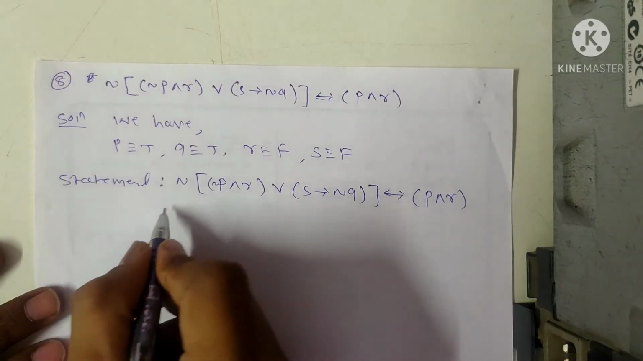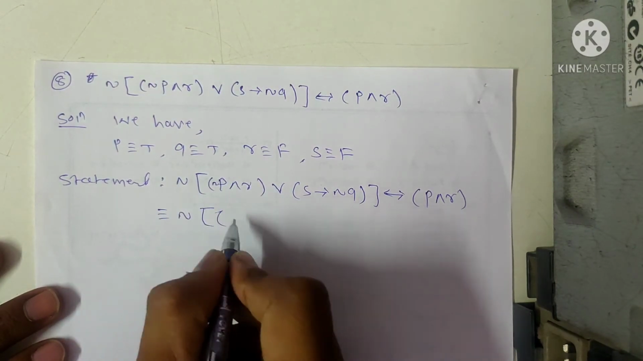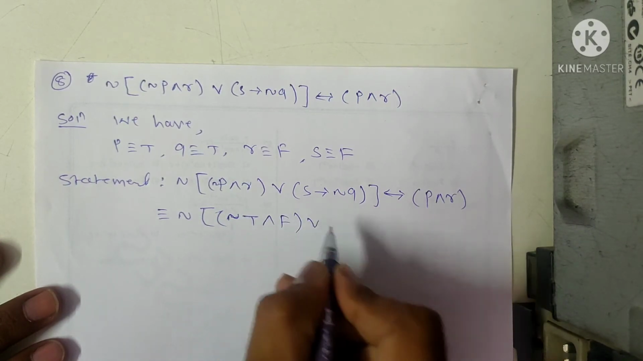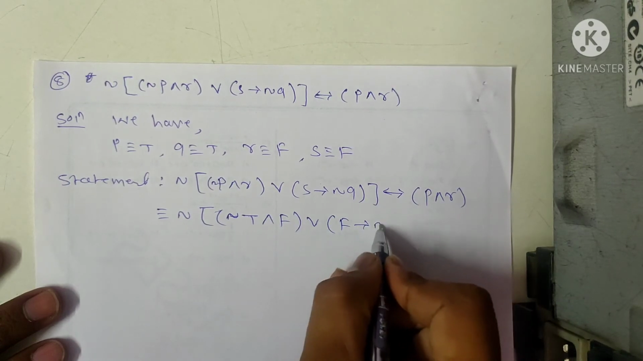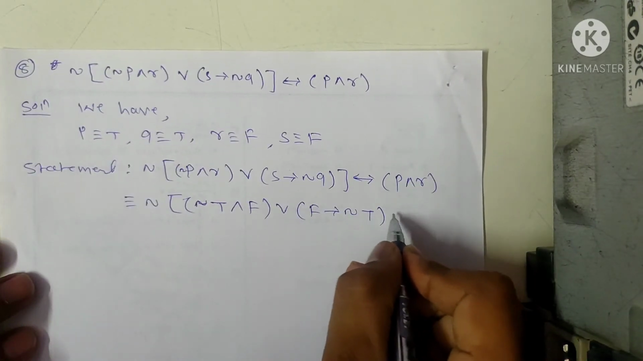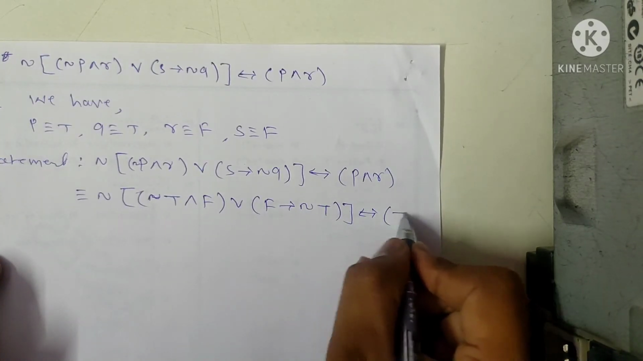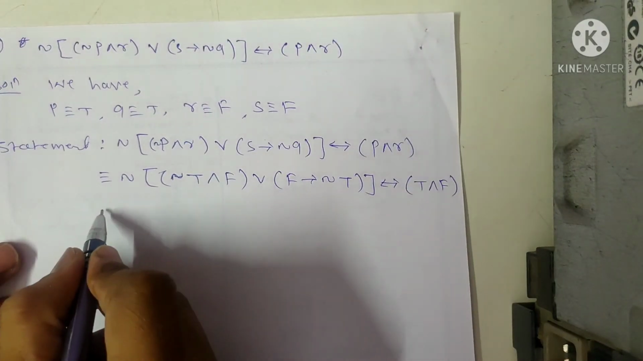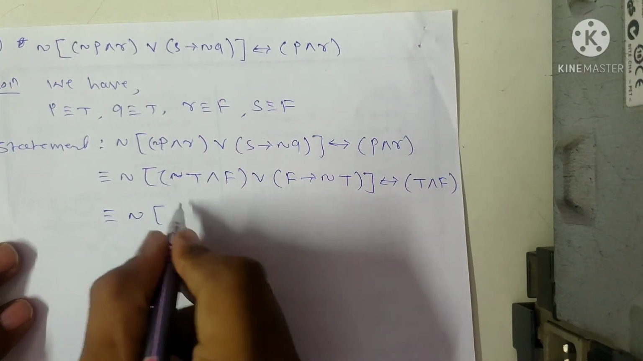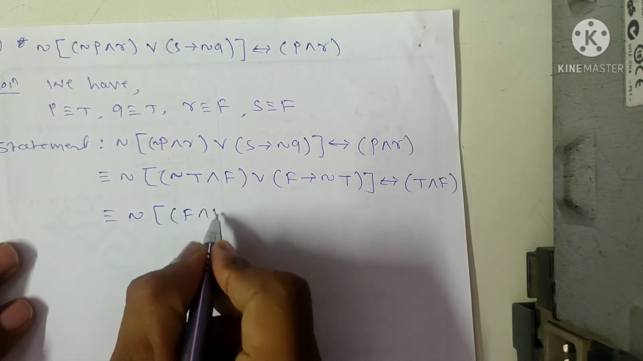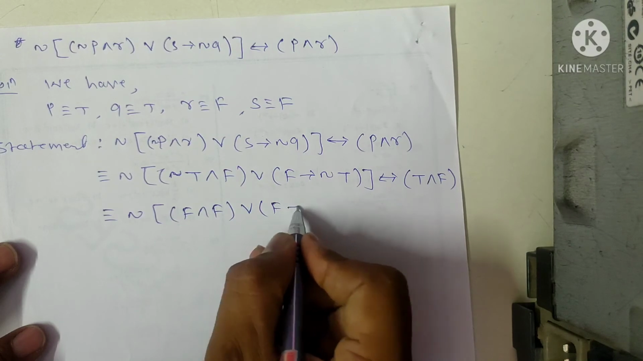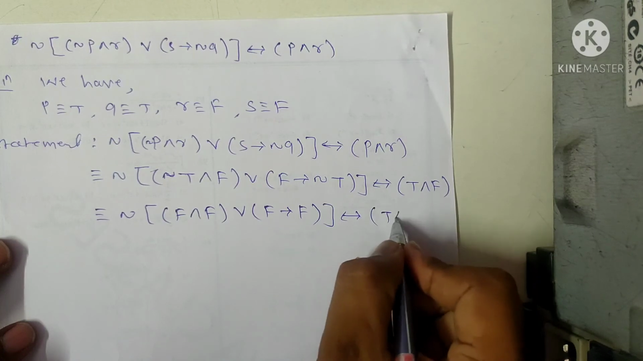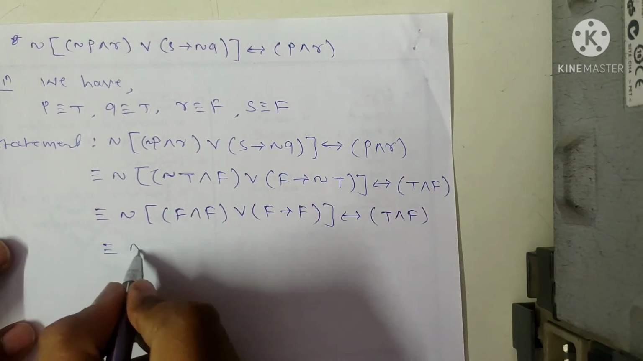Now we replace the truth values. Negation T, and R is F, or S is F, then negation Q is T, bracket complete, if and only if T and F, because P is T and R is F. Negation T is F and F, or F, then negation T is F, bracket complete, if and only if T and F. Now we solve the bracket.